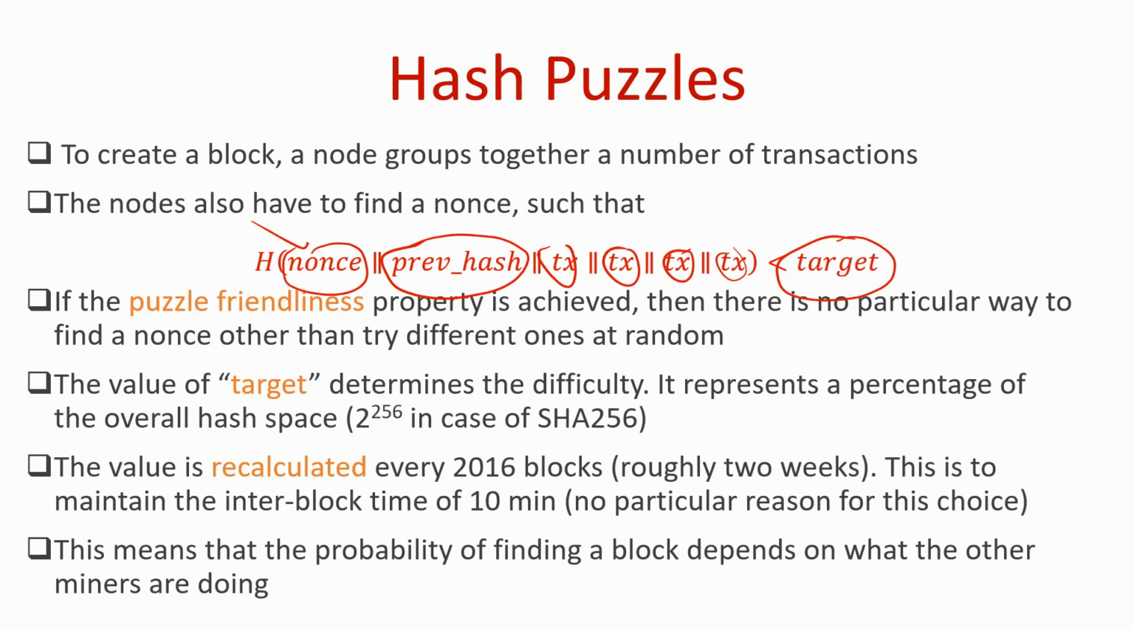The miners keep trying in a brute force way different values of the nonce until they find a value that achieves the target. And this is when they can publish the block. And if the block is accepted, it becomes part of the blockchain and they get a reward. You have to note here that this requires a lot of computing power, which is why when Bitcoin became very popular 2 years ago, everyone was buying graphic cards so that they can use GPUs to just evaluate hash puzzles.